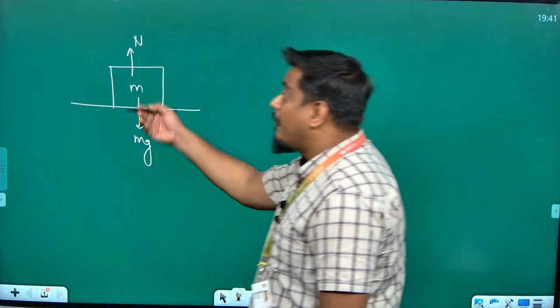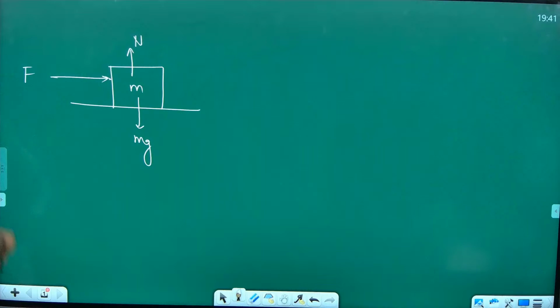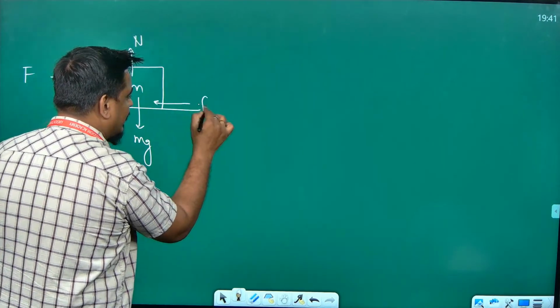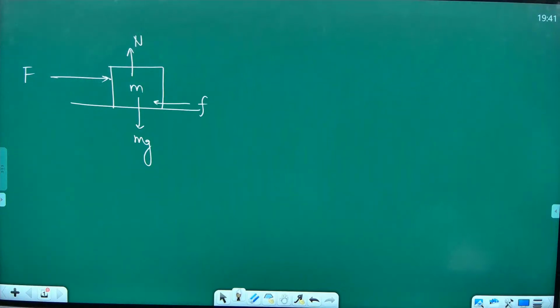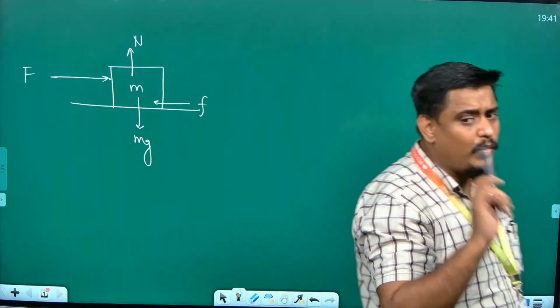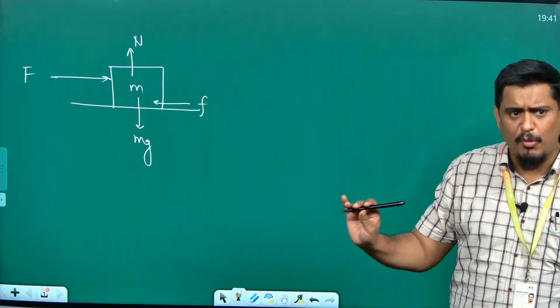And if I apply a force F, then if this force is greater than the frictional force, the body moves towards right and the frictional force acts towards left. So, this frictional force is going to come into picture only when there is an applied force. Today I will talk about friction also.